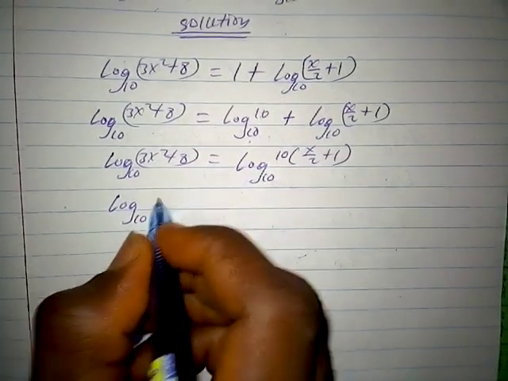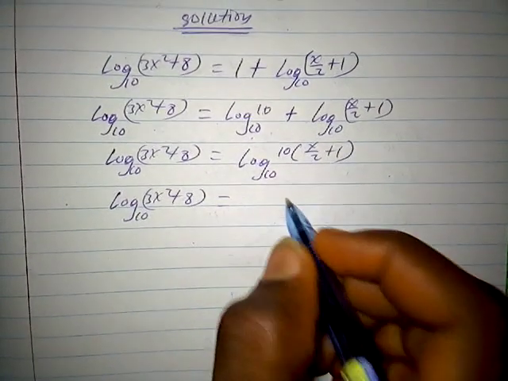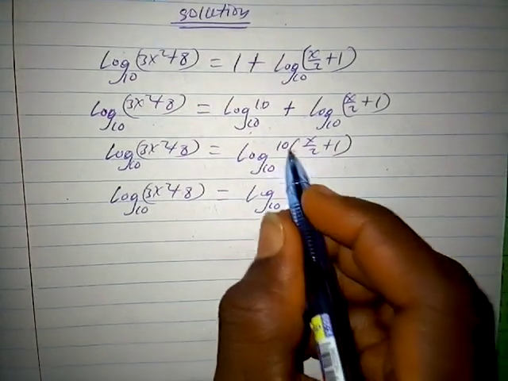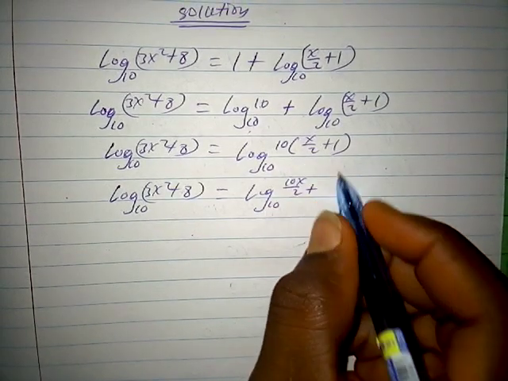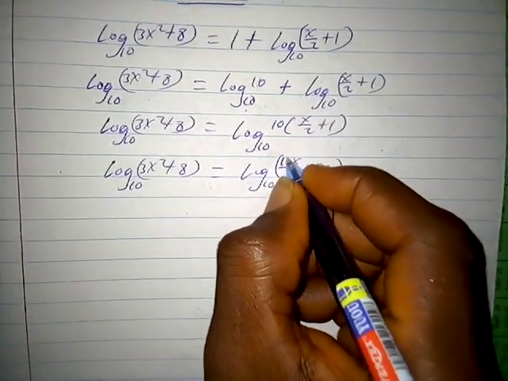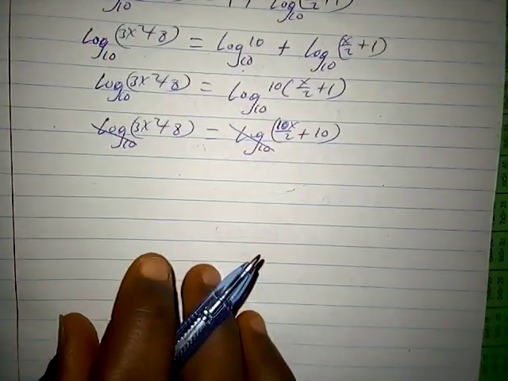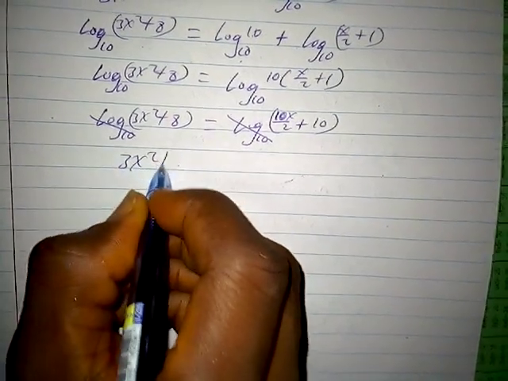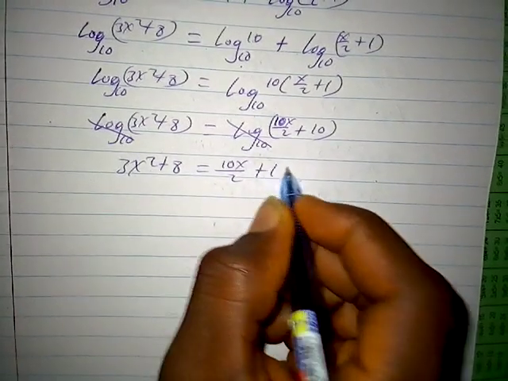So we say log of (3x squared plus 8) base 10 is equal to log base 10 of 10 times (x upon 2 plus 1), that is 10x upon 2 plus 10. What is our next step? Our next step is here: we cancel log base 10 on both sides. What is remaining is 3x squared plus 8 is equal to 10x upon 2 plus 10.